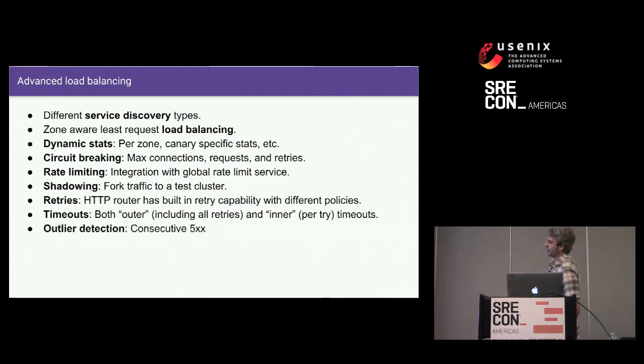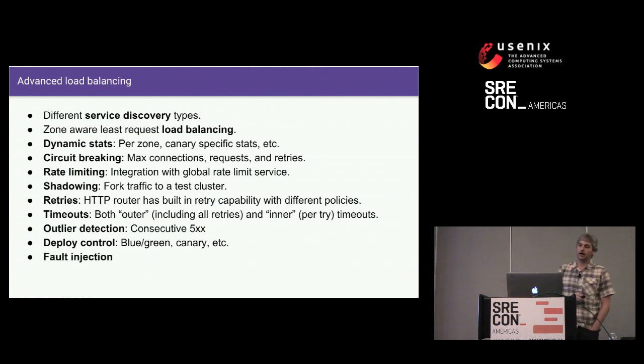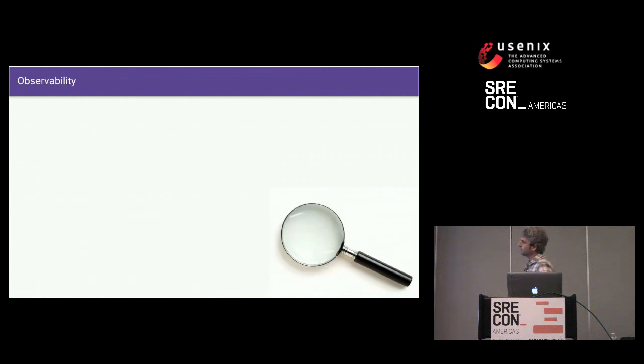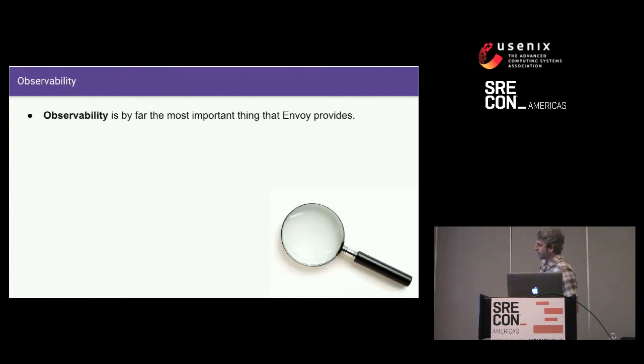As I was talking before, we do outlier detection, and we have other stuff that's coming in this area, but right now we do consecutive 500s. With this system, we can do deploy control, whether that's blue-green, stuff like that. And then we have written the code to do fault injection. So that's basically injecting 500s or injecting latency. We haven't rolled this out yet in production. That's a Q2 thing. So let's talk about observability.